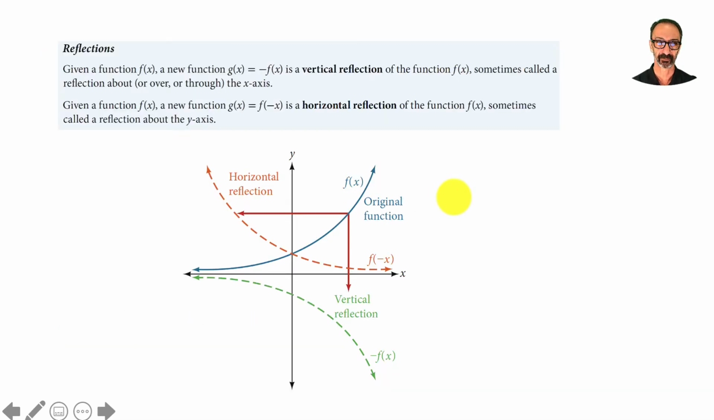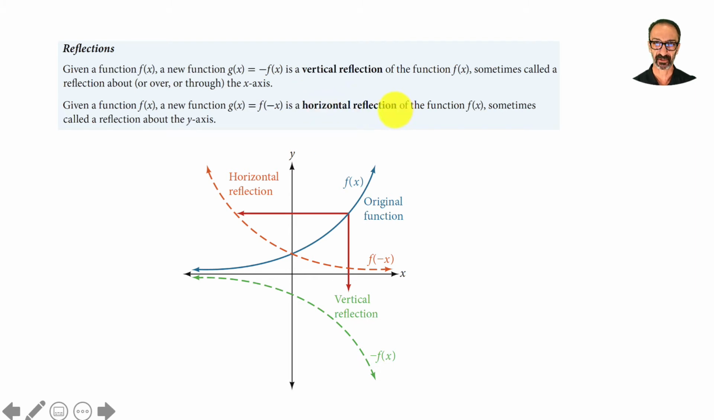Reflections. Given a function f of x, a new function g of x equals minus f of x. If the minus is outside, it's a vertical reflection. Why vertical reflection? Because if you have a 5 up here, -5 will go down here. Sometimes called a reflection about or over or through the x-axis.